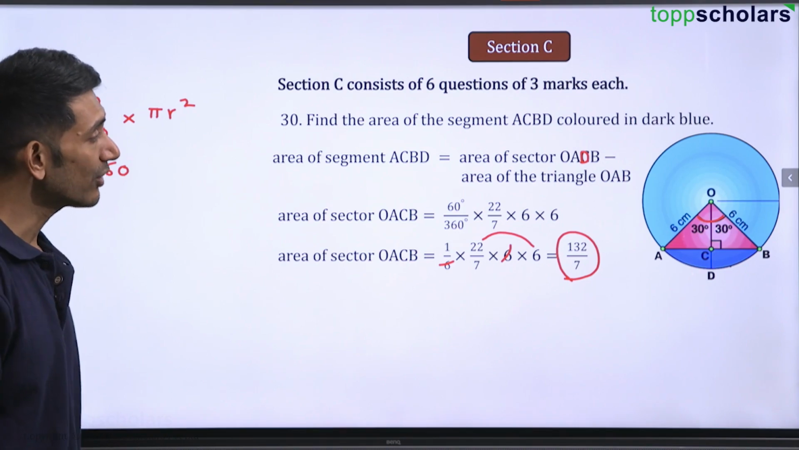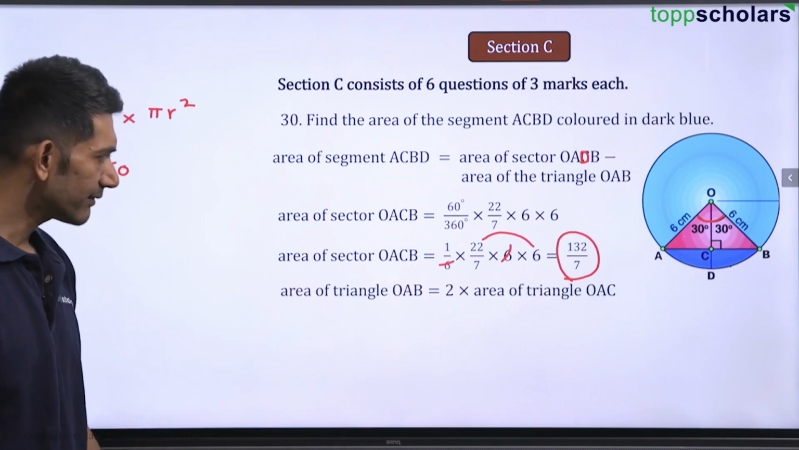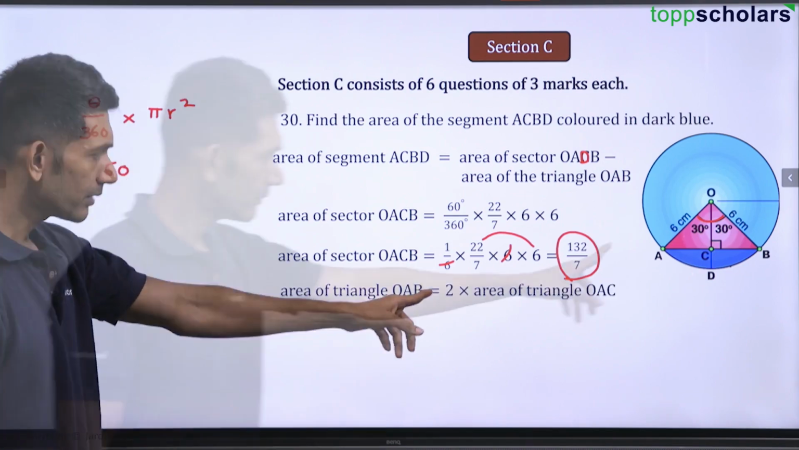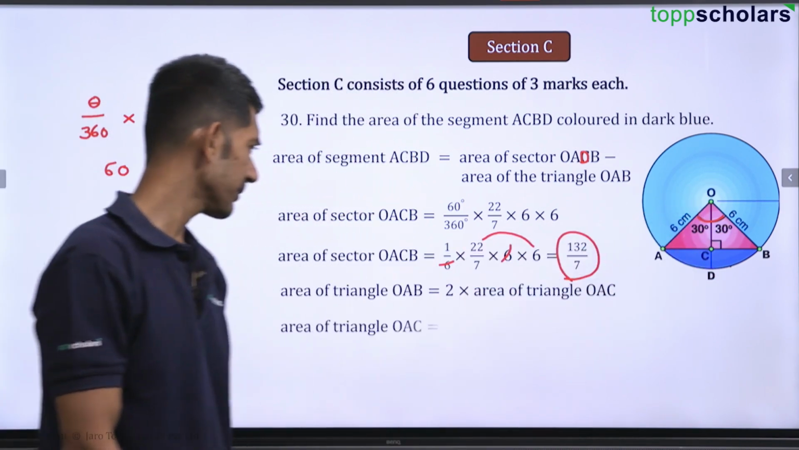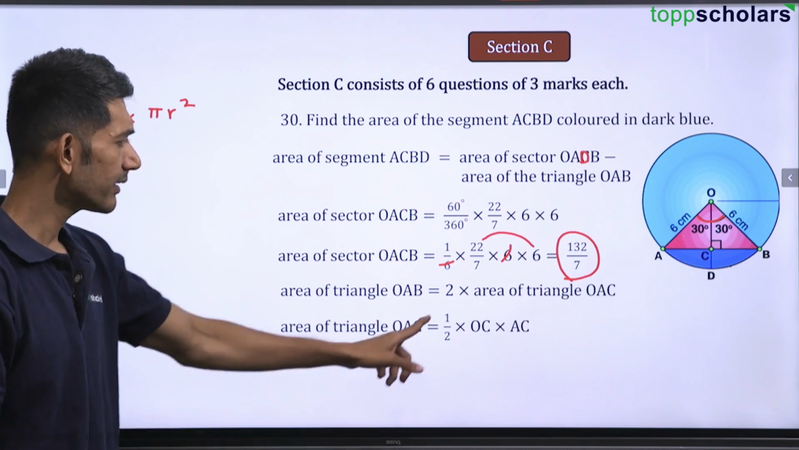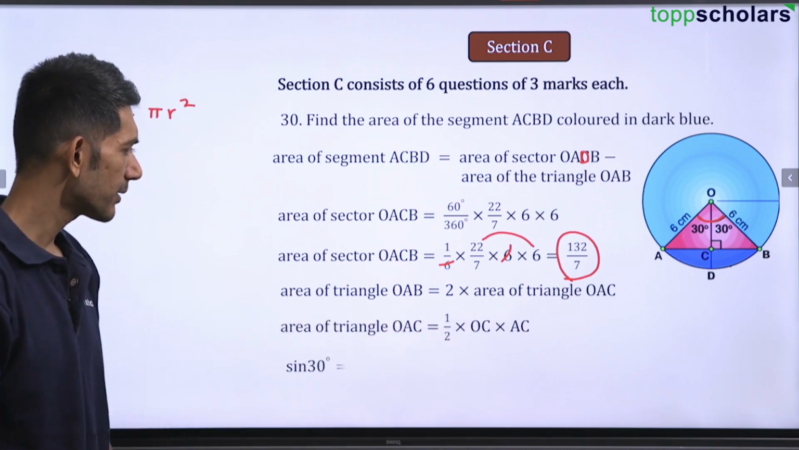Now what will be the area of the triangle? Area of the triangle you can easily find out. The area of the entire pink triangle is 2 times the area of triangle OAC. So what will be the area of triangle OAC? Half into OC into AC, right?